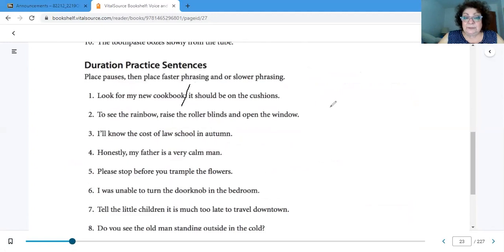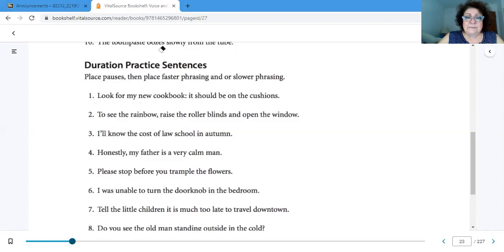Look for my new cookbook. It should be on the cushions. And maybe I want this part slower and everything's a little bit odd. Sorry, they're not straight lines. But you have the idea that the first part of the sentence is slower, second half is faster. Look for my new cookbook. It should be on the cushions. Or I can even reverse it and hear how it sounds.